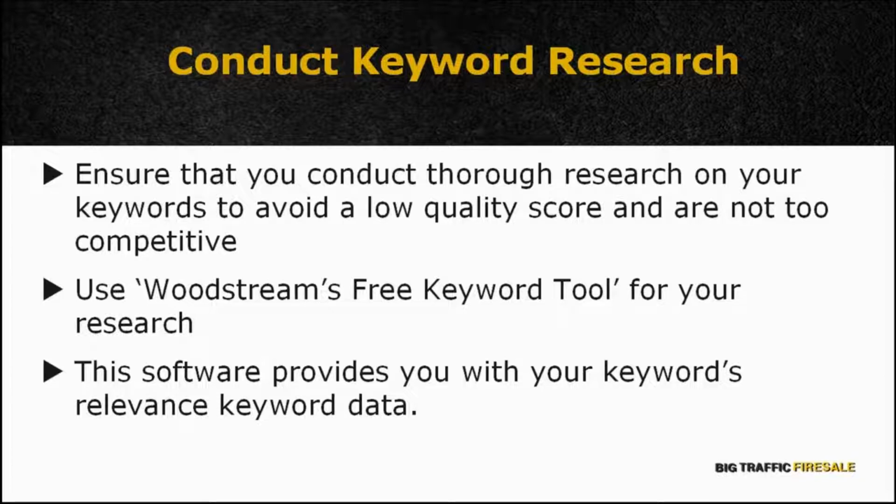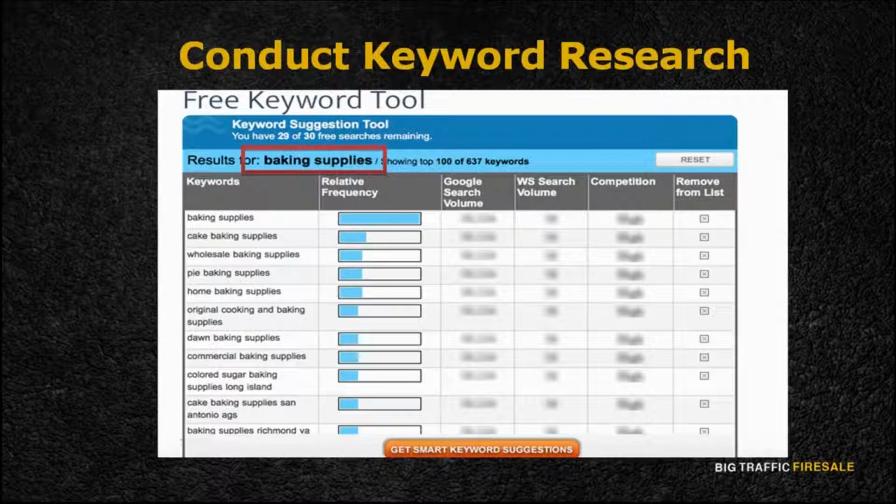There are various ways to conduct keyword research when launching a new AdWords campaign, and one is using WordStream's free keyword tool to start. The steps are fairly simple. First, you need to key in a search term, for instance like baking supplies. WordStream will then generate a comprehensive list of keywords relating to the original search term. The most interesting part is the relative frequency data for the keywords is also made visible to you.